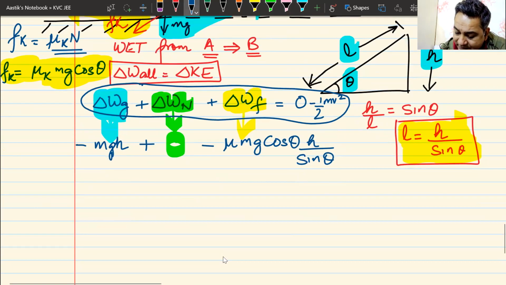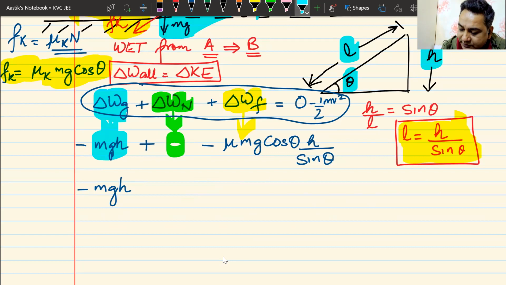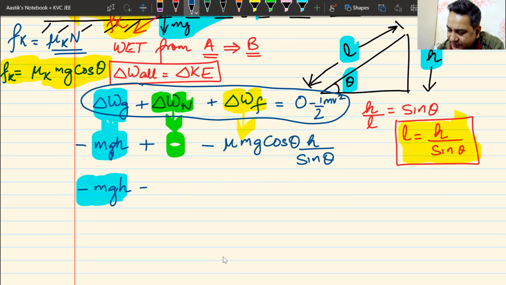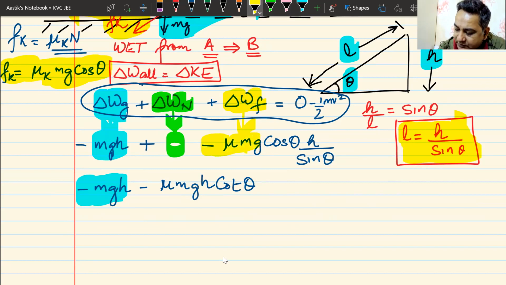So now I have minus mgh as work done by gravity. I put it here. Let me color it with this blue color so that you understand it is gravity. Normal reaction is gone, so I will not name it. Then the next one is minus mu mg h cot theta. I'll just put the terms together so that they look good in solving. Cos by sin is cot, so I just put it cot. I'll color it in yellow so that you understand from where it is coming. This is this one, where it comes here.